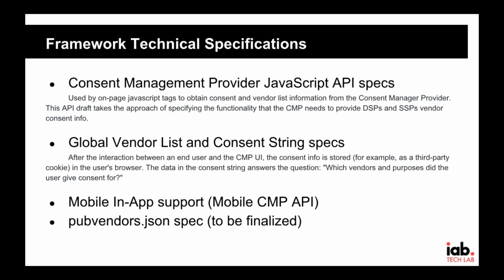So Heinz took us through some of the reasons why we're having all these different specifications. But the main things to be looking for when you come to the GitHub repository are the consent management provider JavaScript API specifications. So that is the on-page JavaScript tags that will obtain consent and vendor list information. And the API specifications also allow anyone to ping the API on page to get consent information.